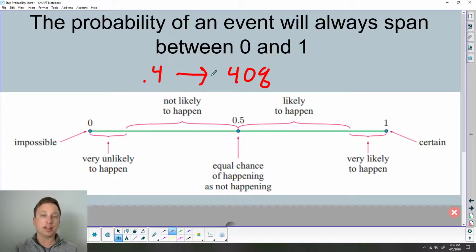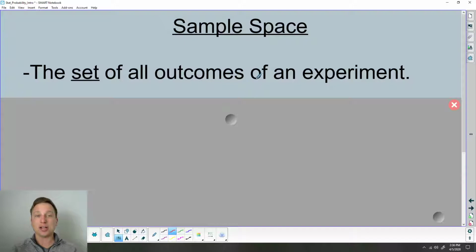So when we run an event or an experiment, the outcomes that we can have are actually called the sample space. So the sample space is every outcome that can occur. So if I'm flipping a coin, we'd say the sample space is heads and tails, as long as it's a two-sided coin, which I don't know what a non-two-sided coin would look like.